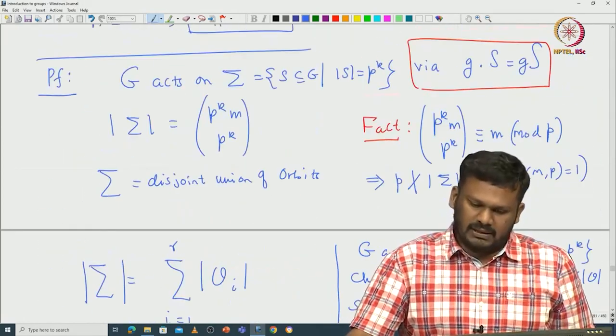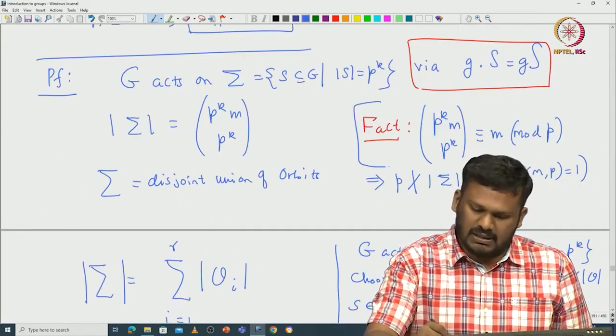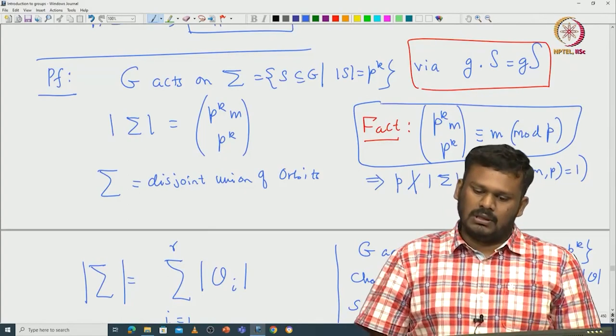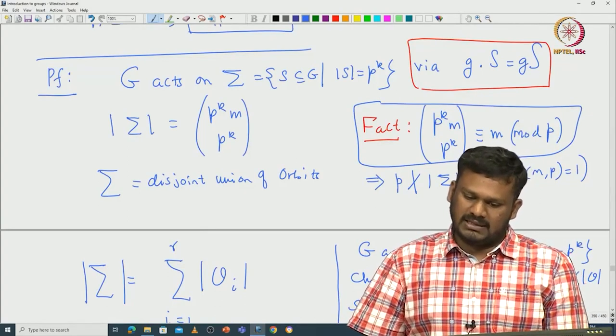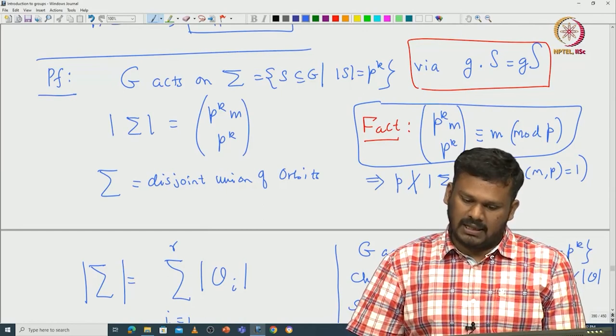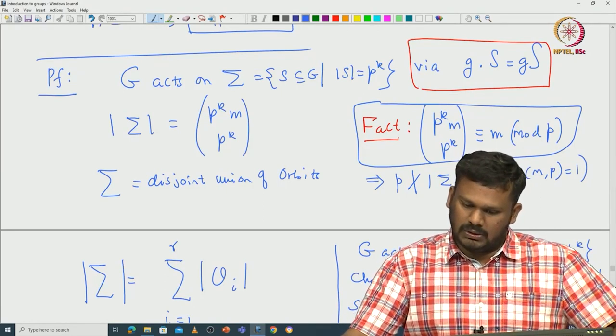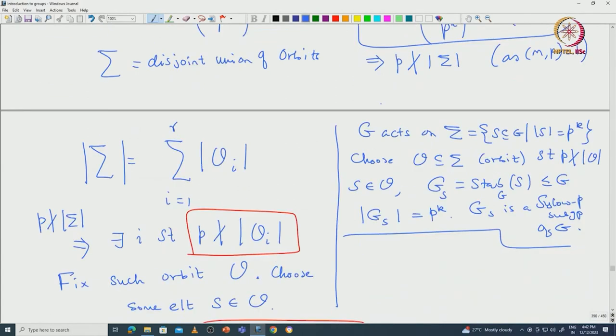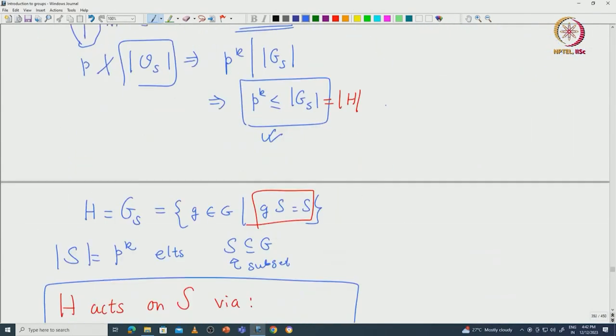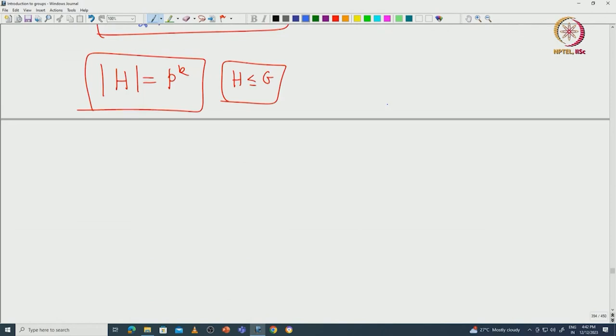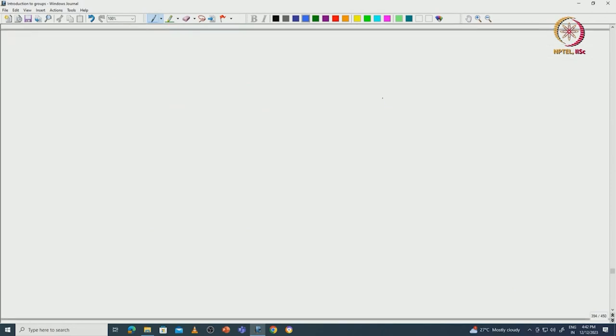But before that, we still need to check this fact. This is something we assumed. If you take this number, p power k times m choose p power k, that must be congruent to m modulo p. So let's see how one can prove this. This is basically doing arithmetic modulo p, and we have to do it using polynomials.